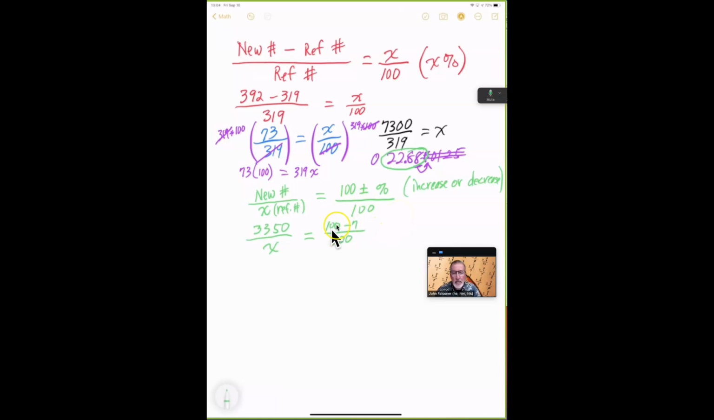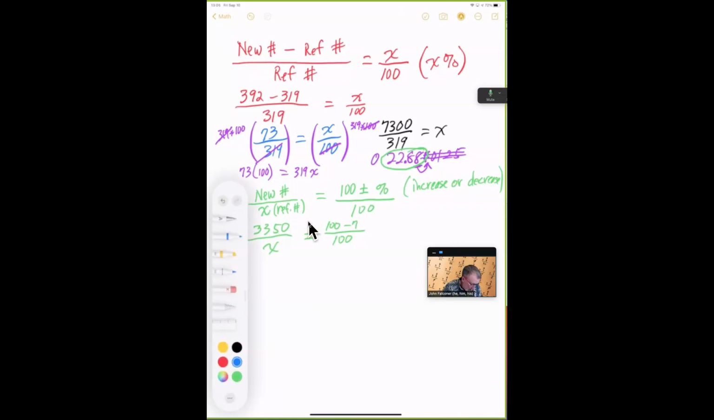So we set it up this way: 100 minus 7 over 100. And based on this, we'll know what percent of the original reference number this other number, 3,350, was. So let's take a look.